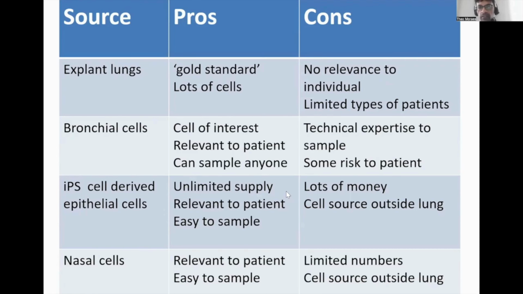Types of patients that will end up donating their lungs. And so if you're interested in a certain condition, this kind of limits you.